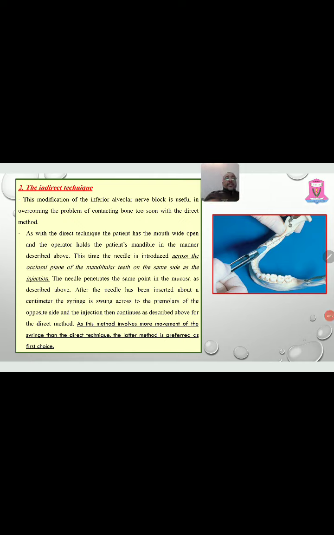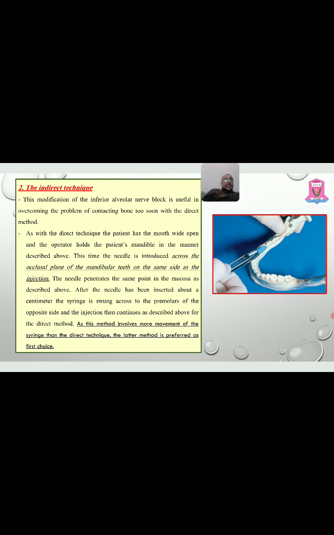The indirect technique, this modification of inferior alveolar nerve block, is useful in overcoming the problem of contacting bone too soon, as might happen with the direct method. And as with the direct technique, the patient has the mouth widely open and the operator holds the patient's mandible in a manner described previously. This time, the needle is introduced across the occlusal plane of the mandibular teeth on the same side of the injection to be anesthetized.